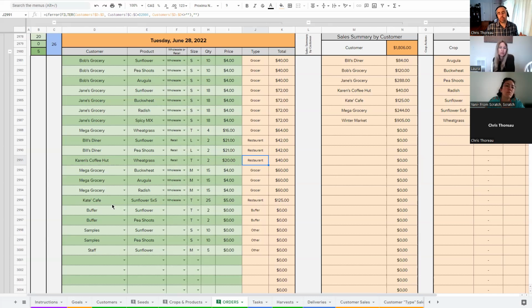Like the food peddlers, we might have had 20 or 30 customers to deliver to in a week, and so you've got more to choose from. But let's say this is our situation. You can see we've got some buffers in here. We've got 2 trays of sunflower, 2 trays of pea shoots. We've got some samples in here. We've even got some staff. We're growing some extra sunflower for our staff. But we have some new orders come in, and we need more product.